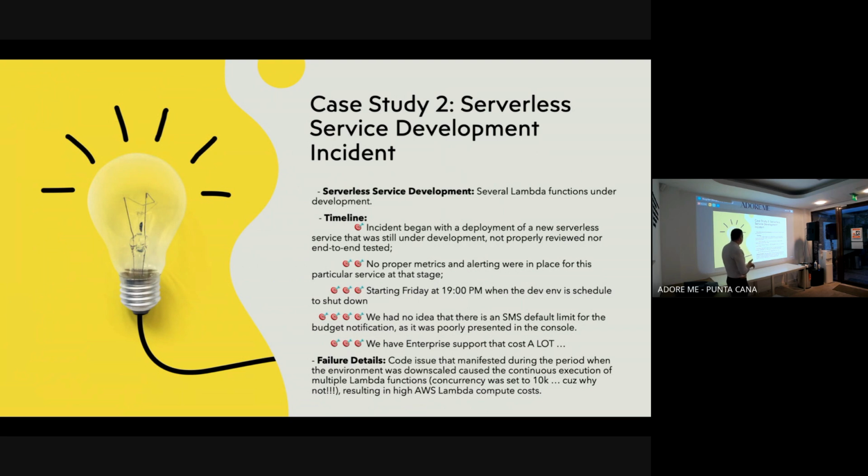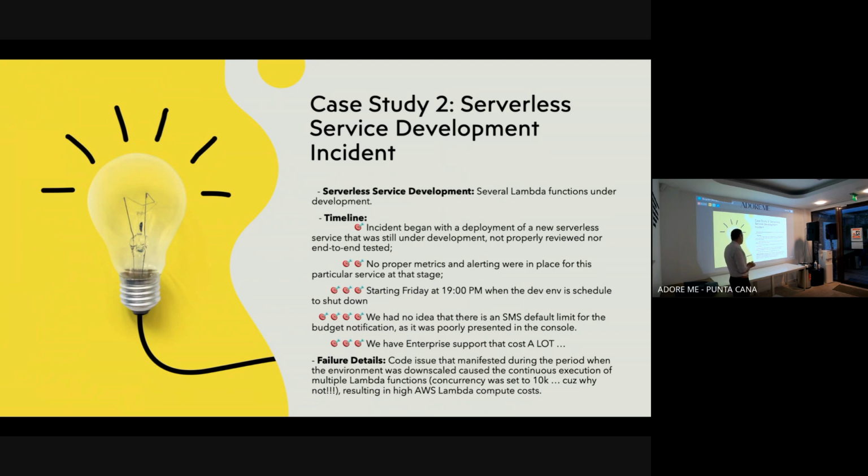So, serverless service development incident. Everything is good when it's serverless, right? Everything is cheap. You don't see the servers. You just know it's there. You just run your code, and that's it. Serverless is wonderful. Yeah. So we had several Lambda functions under development, and now we have a lot of bullseyes, but at least we had one that reduced them to free.